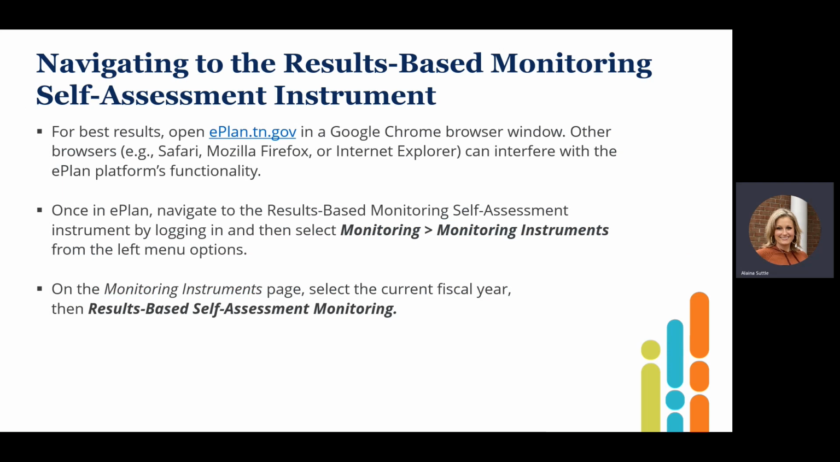Navigating to the results-based monitoring self-assessment instrument. For best results, open ePlan at eplan.tn.gov in a Google Chrome browser. From there, you're going to navigate to the results-based monitoring self-assessment instrument after you log in. Then select monitoring instruments from the left menu options. And it's going to take you to the results-based monitoring instrument.